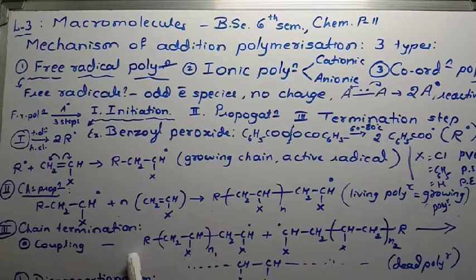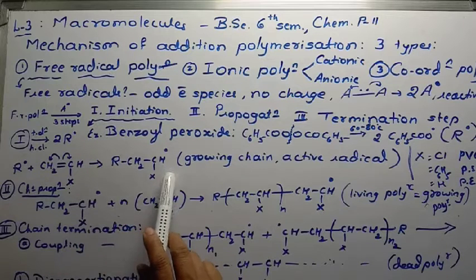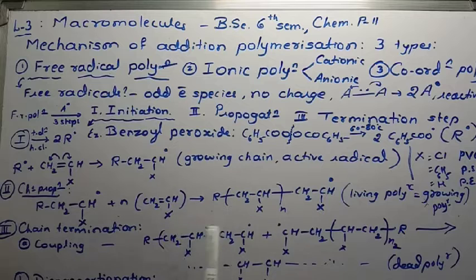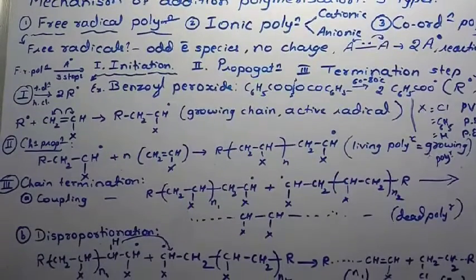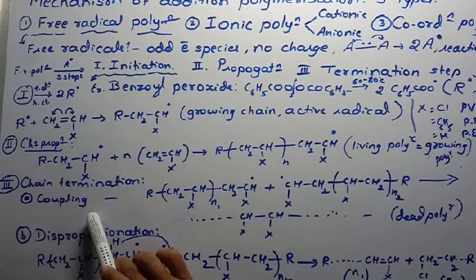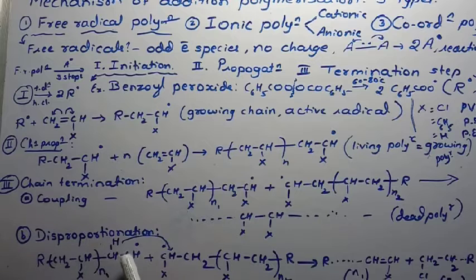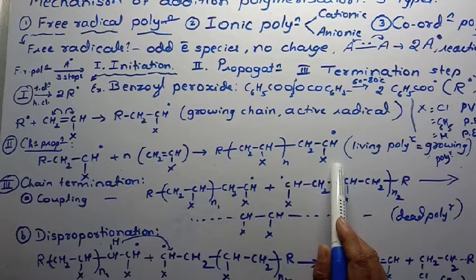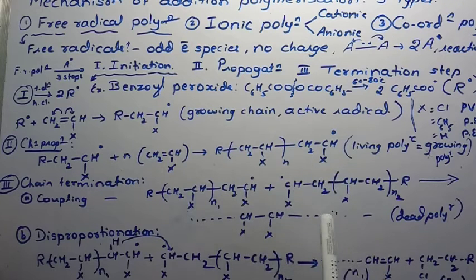Now with this we'll move on to the third stage, that is termination. In the first stage you have initiated, in the second stage you have propagated, that means the lengthening of the chain is done, and in the third stage, how to stop the reaction? That is the termination step. In the termination step, once again there are two methods. One is coupling of chains, and the second one is disproportionation. Coupling of chains means two chains are taken and subjected to coupling, made to react with one another.